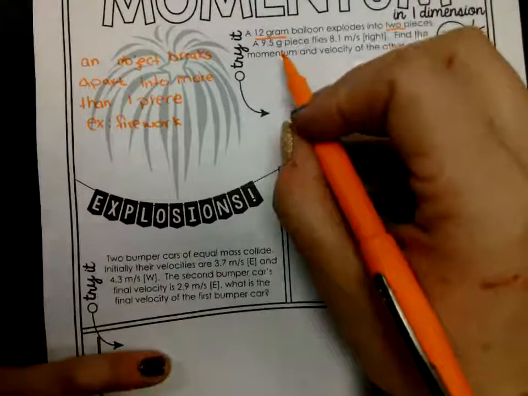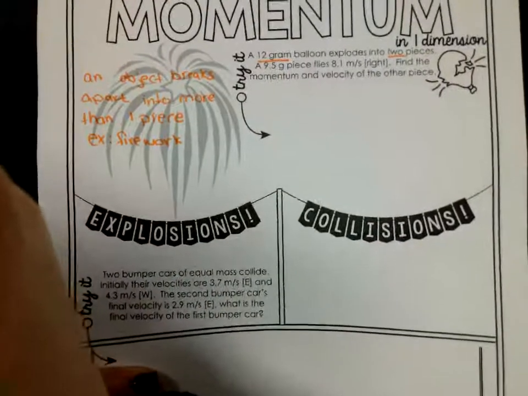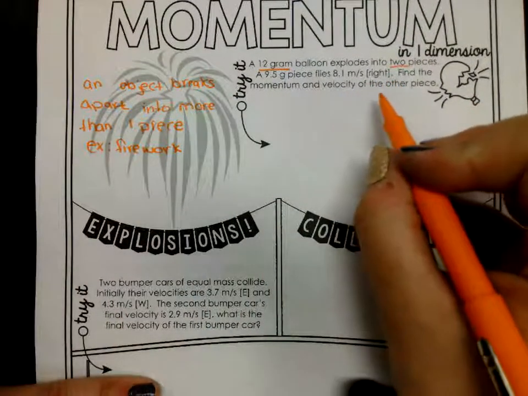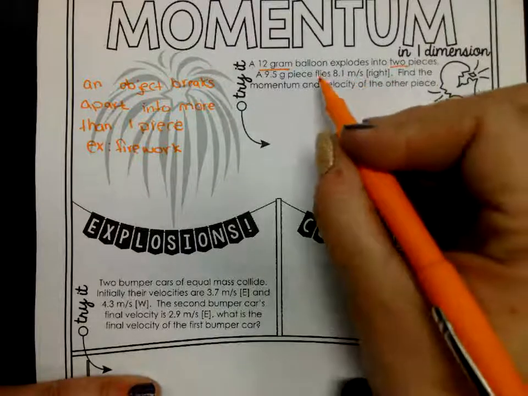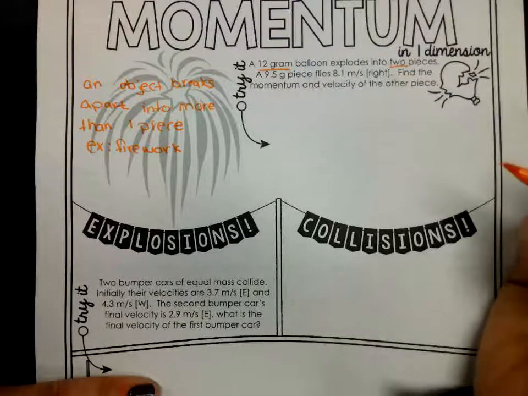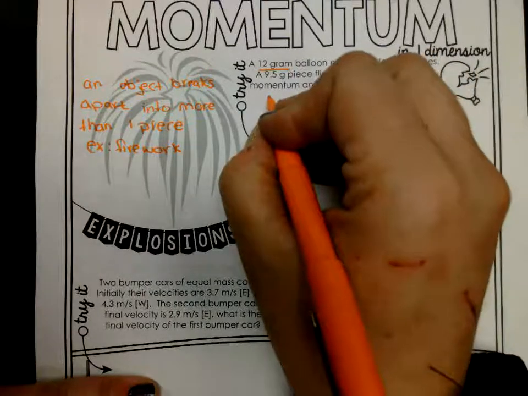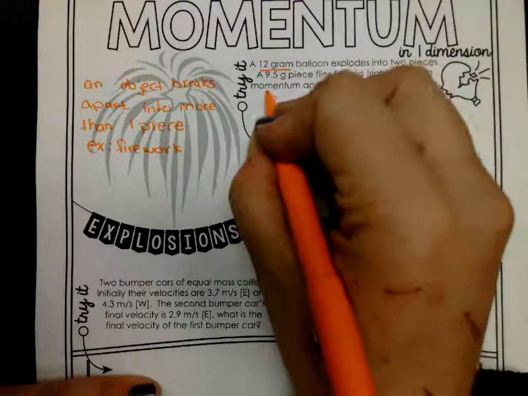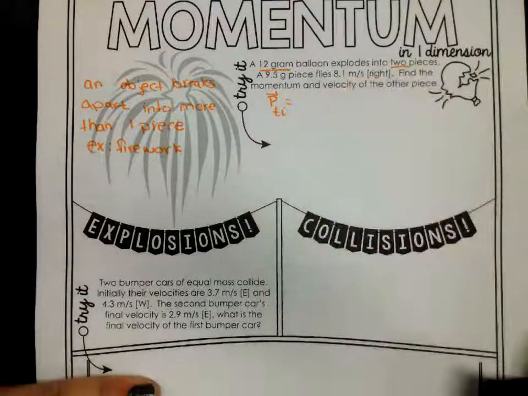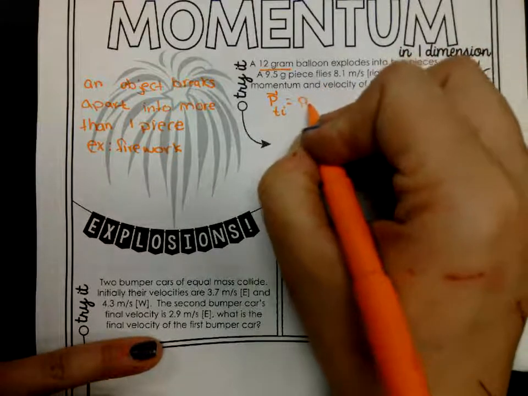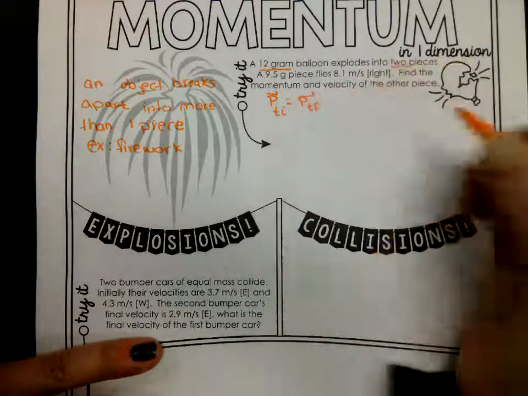All right, a 9.5 gram piece flies 8.1 meters per second right. Find the momentum and velocity of the other piece. So we know what one piece did after the collision. We need to find what the other piece did after the collision. So we have momentum total initial, and we know because of the law of conservation of momentum that it has to be equal to the momentum total final.